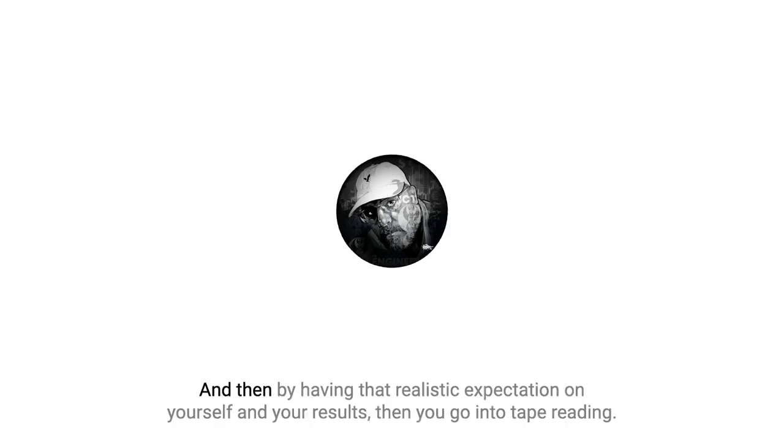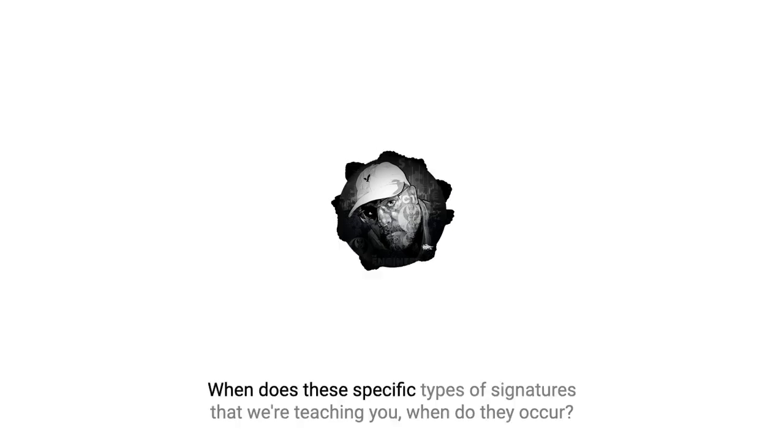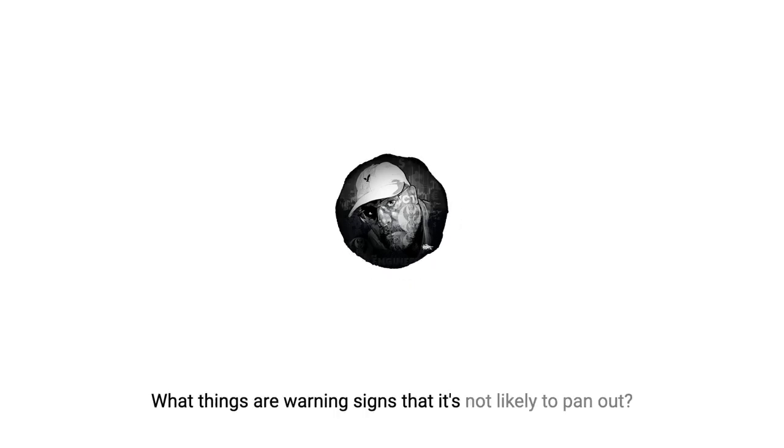And then by having that realistic expectation on yourself and your results, you go into tape reading, how to learn to read price. How does it move? When do these specific types of signatures that we're teaching you occur? What does it look like? How do they repeat and look very close to one another? What does it look like when it fails? What things are warning signs that it's not likely to pan out? You haven't even touched the fucking demo account yet.